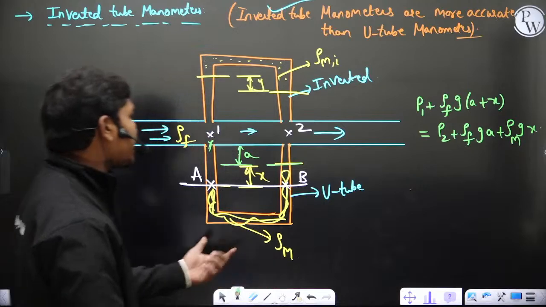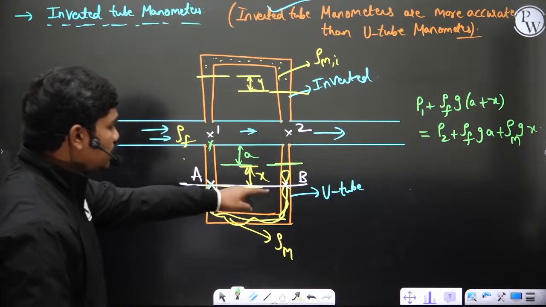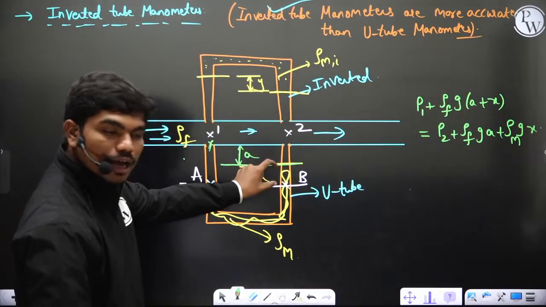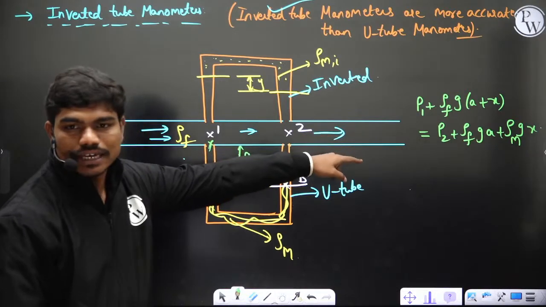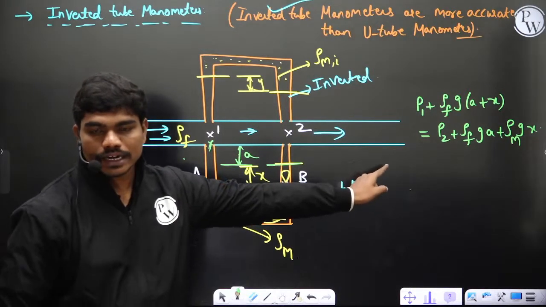If I apply the hydrostatic equation, pressure at this point is nothing but pressure at this location plus this column. Similarly, pressure at this point is nothing but pressure at location 2 plus this fluid column plus this manometric fluid column. So can I write that equation, yes or no? Come on, quick guys, time is running up, please reply fast. Okay, so can I do this?